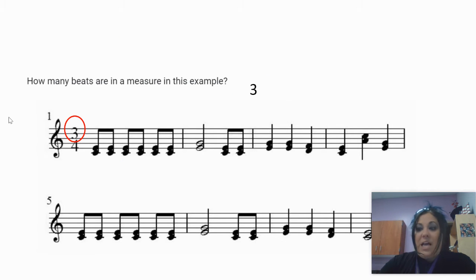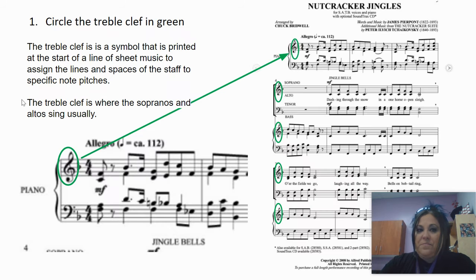Next, exactly what I was talking about. How many beats are in a measure in this example? So again, we're going to look at the time signature. It's here at the beginning. Our 2 notes, one on top of the other. The top note is a 3. That means there's 3 beats in every measure in this example. That's how you are able to tell.